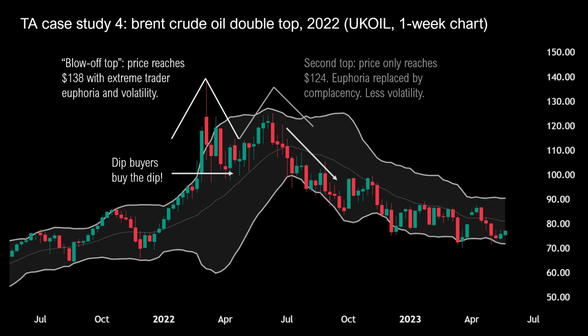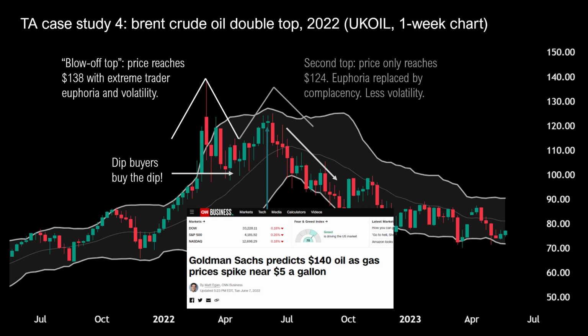Now, interestingly, and I'm not having a dig at Goldman Sachs here because obviously they are very smart analysts, but pretty much at the second top, Goldman Sachs predicts $140 oil prices as gas prices spike near $5 per gallon. You see, Goldman analysts were looking at macro factors here, things like geopolitics and industry demand for barrels of oil versus supply. But if they just let one of their technical analysts look at the simple price chart, they probably wouldn't have made that call.